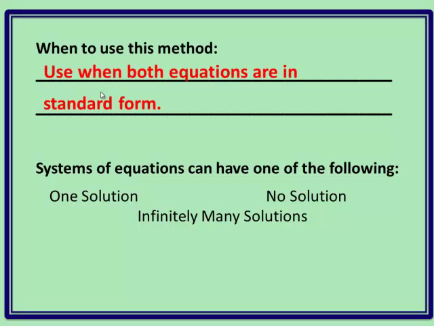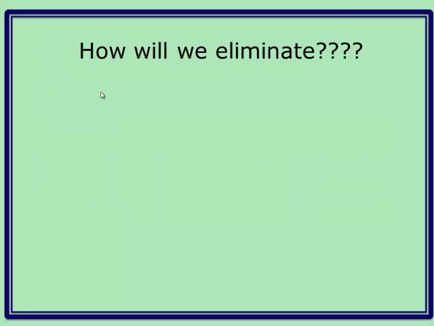When do you use this method? When both equations are in standard form, that's when you use it. Systems of equations can have one of the following: no solution, one solution, or infinitely many solutions. Those are the three. How do we eliminate?